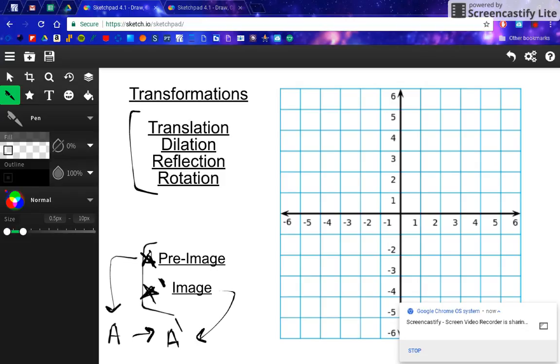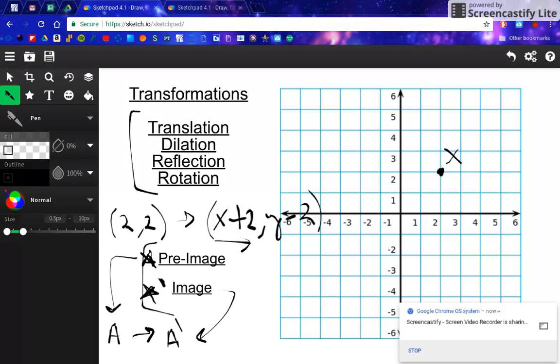All right. So translation, let's just review that real quick. So if we had a point at 2, 2, let's call it X. So 2, 2, and then we wanted to translate that X plus 2, Y minus 2. Then we'd be taking our X value and going 2 to the right. So 1, 2. And then our Y value 2 down. 1, 2. And then we'd plot our X prime. So all we did was move it to the right and down.